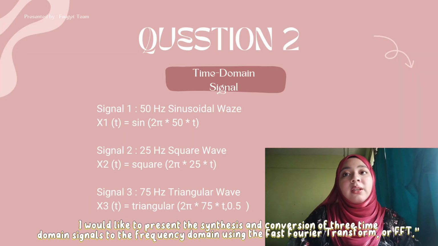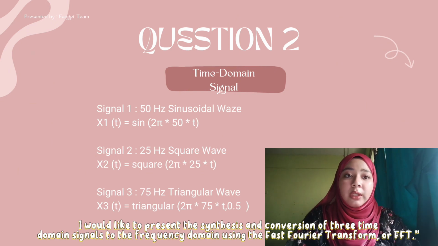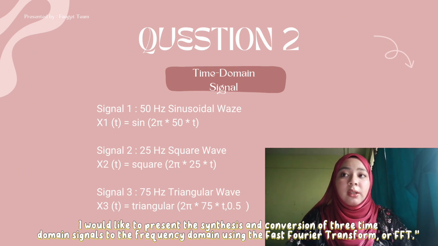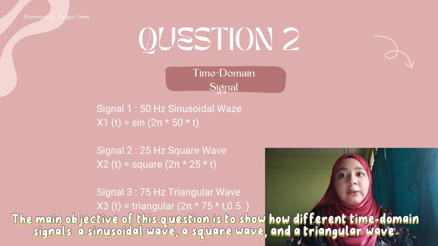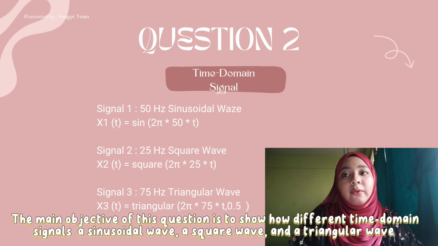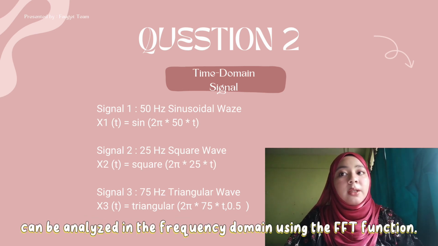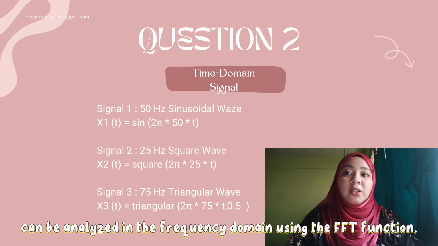I would like to present the synthesis and conversion of three time-domain signals to the frequency domain using the fast Fourier transform, or FFT. The main objective of this project is to show how different time domain signals, a sinusoidal wave, a square wave, and a triangle wave, can be analyzed in the frequency domain using the FFT function.